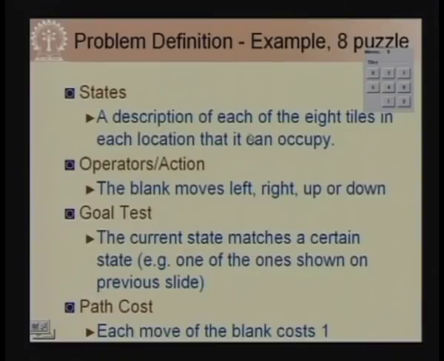So what is the state space representation of the 8 puzzle? A state is a description of each of the 8 tiles in each location that it can occupy. The operators are: the blank can move left, right, up or down. Goal test: if the current state matches the goal configuration, then we say that the system has reached the goal state. The path cost is the number of steps, or the number of times one has to slide a block, in order to go from the start state to the goal state.